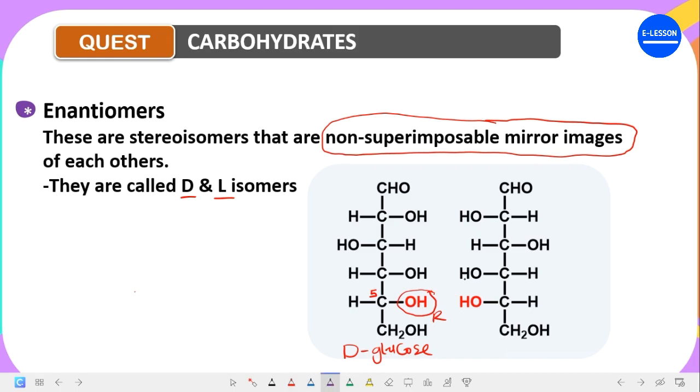However, if the second to last carbon has the OH at the left hand side, it becomes L glucose, or the L isomer. Let me take that again. This is the structure of glucose. If the second to last carbon has the OH at the right hand side, you say it is D glucose. If it has the OH at the left hand side, you say it is L glucose. Is that understood? I said they are called D and L isomers, and they are non-superimposable mirror images of each other.